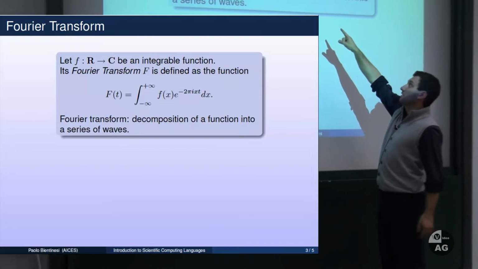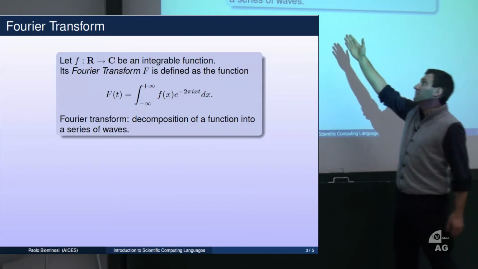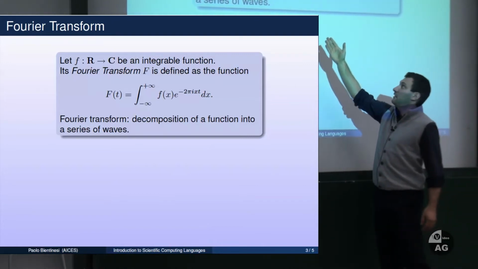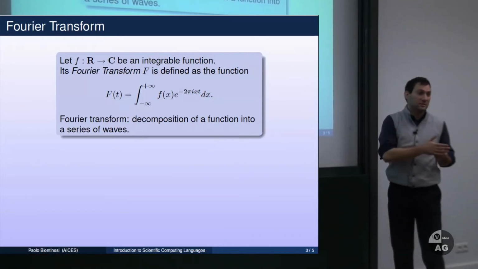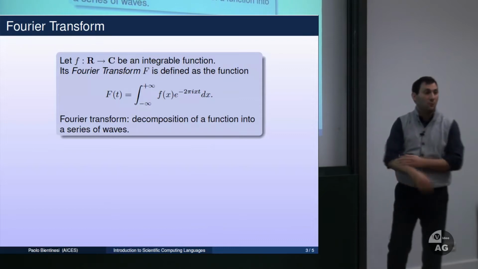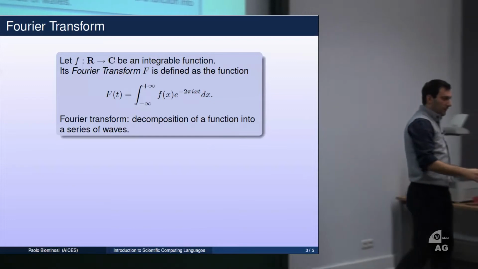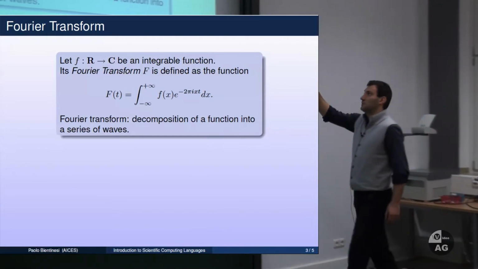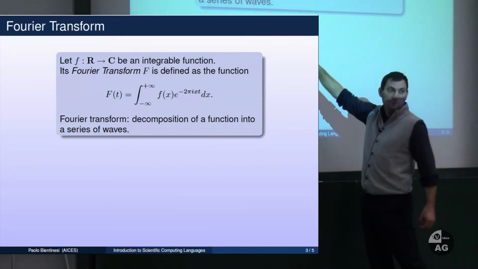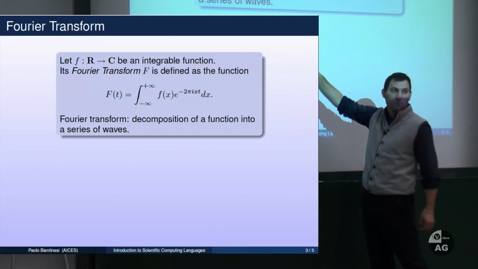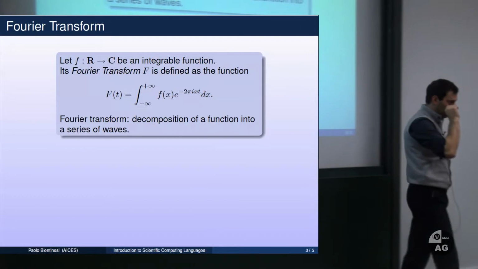It takes a function small f of x and it returns another function capital F, and what the capital F is, it's just a list of waves that appear in small f. This is the intuition. As you compute the Fourier transform of f and you get capital F, you can also compute the inverse transform of capital F and go back to your small f.